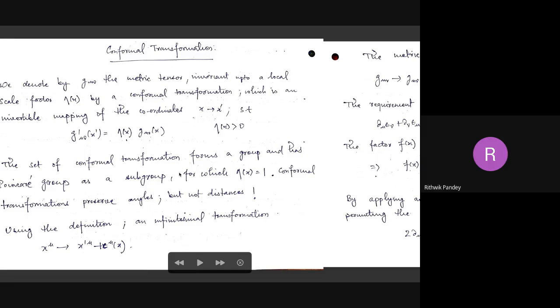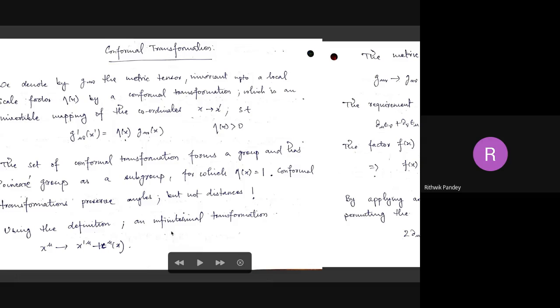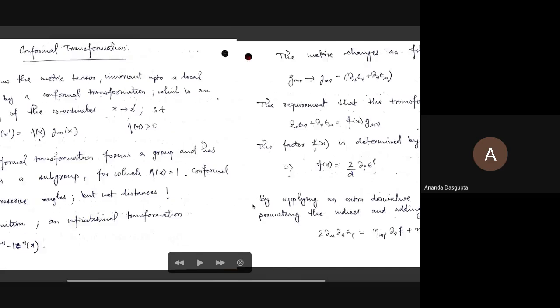We can imagine conformal transformations as stretching or dilating things, but the angle between two lines remains the same. To move ahead, we define an infinitesimal transformation of the form, here the primes are mixed up, it should be x prime mu, which goes as x mu plus epsilon mu, which is some function of the space-time coordinates.